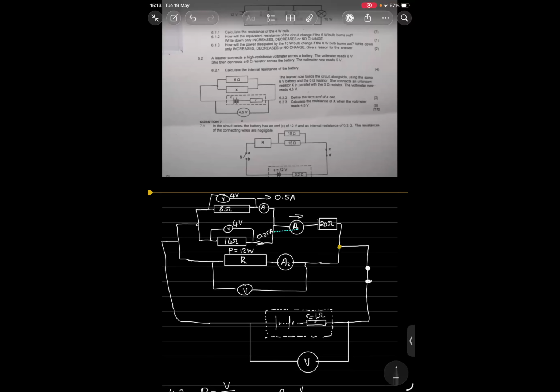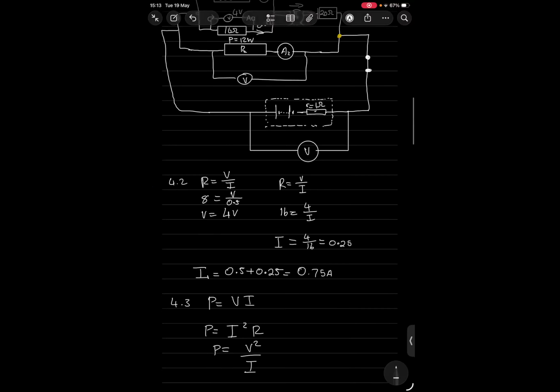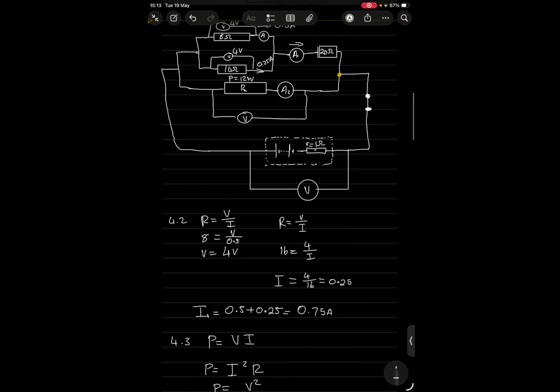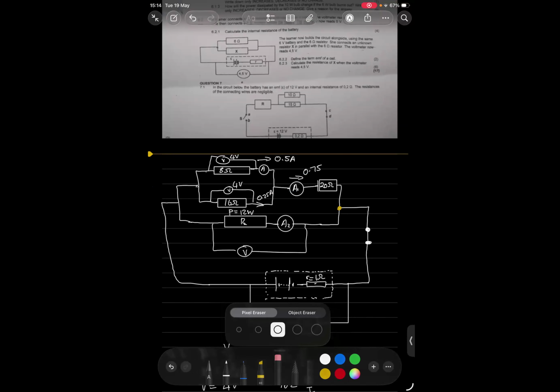Then calculate the current through A2. So now we have 0.75. And I want to ask a very critical question.